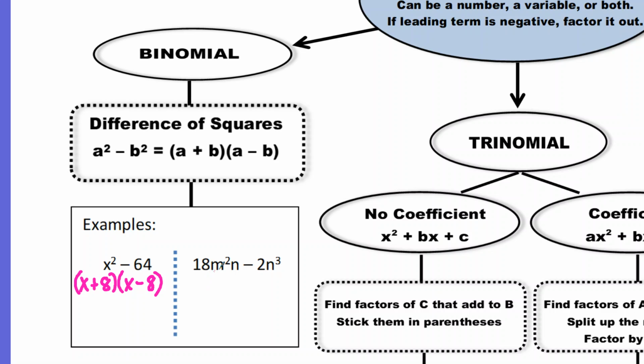For our next one, there is a GCF. Number-wise, a 2 goes into both of them, and an n also goes in. And so pulling out that 2n, that will leave me with 9m squared minus n squared. So my binomial now, I have a perfect square with a minus in the middle. So my binomial is going to be 3m plus n times 3m minus n, and then don't forget that 2n out front.